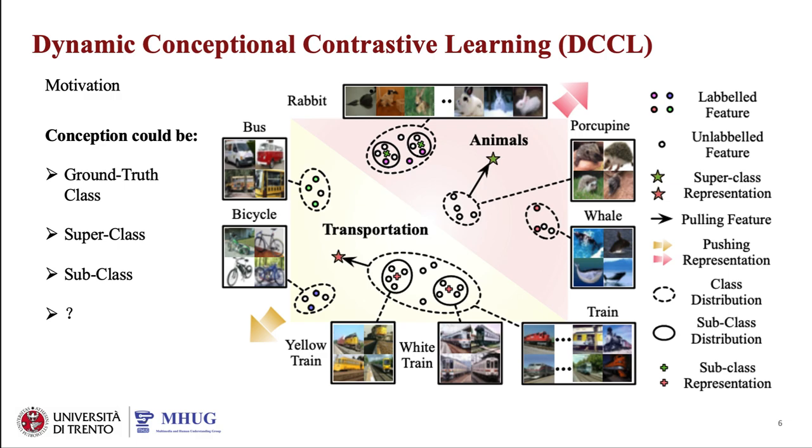For example, samples that belong to the same ground truth class should be similar to each other, such as bus and bicycle. Moreover, in the superclass view, the class of transportation, such as bus and bicycle, should belong to the same conception, so the samples of transportation should be closer than those of another conception like animal. Similarly, samples belonging to the same subclass should be closer than those of other subclasses, like a red train and a white train.